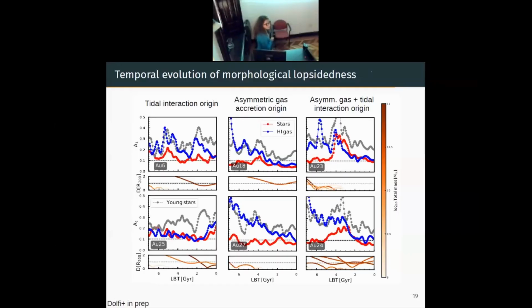Or in the case of Au18, we do not find any significant interaction with any nearby satellite at early times. This might suggest that the accretion may come from a filamentary structure. This is something that we would now like to look at in more detail, by tracking the gas cells to understand well the origin of this gas.